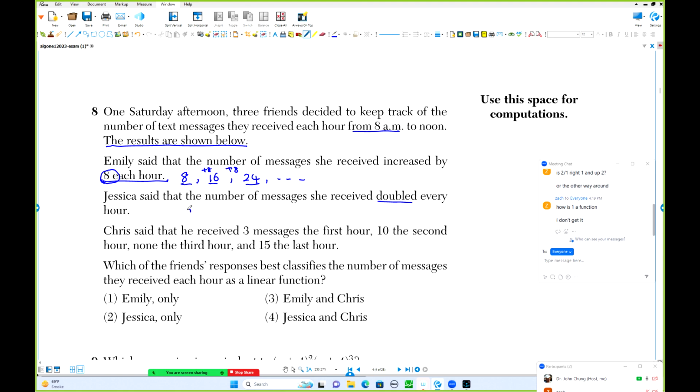The second one is doubling. We start over here at 8. Double, the next one is 16. Double again is 32. So times 2, times 2, times 2. This is a common ratio, that is geometric, right? This is geometric. The graph is exponential, right?